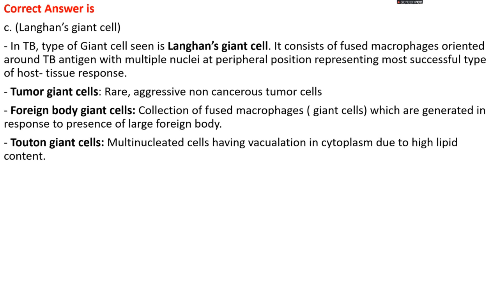It consists of fused macrophages oriented around TB antigens with multiple nuclei located at peripheral positions, representing the most successful type of host tissue response. While tumor giant cells are rare, aggressive, non-cancerous tumor cells, foreign body giant cells include a collection of fused macrophages, that is giant cells, which are generated in response to the presence of a large foreign body. While Touton giant cells are also multinucleated cells having vacuolations in the cytoplasm due to high lipid content.